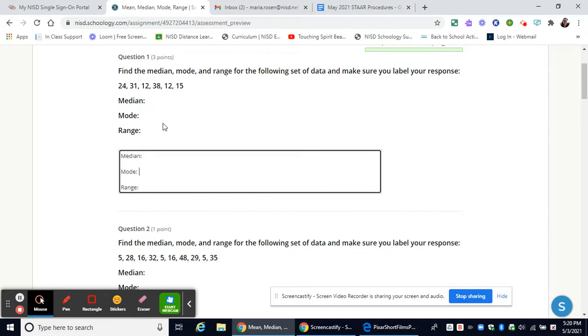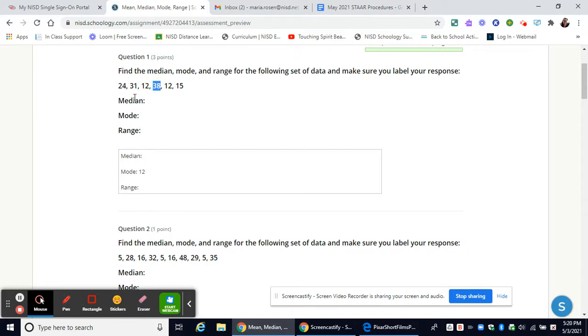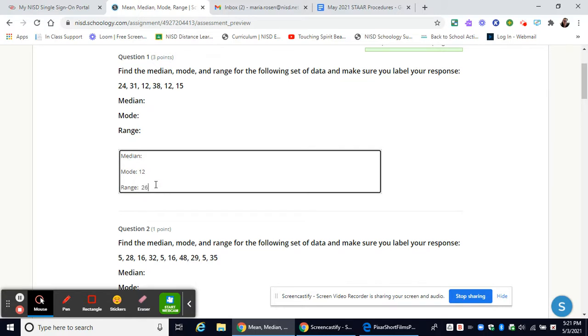I can do that without having to do any math. The mode is the number that happens the most. Well, in this case, the mode is 12, so you will put just 12 there. The range is the number that I get when I take the highest number, and in this case, the highest number happens to be 38, right? And you enter that number 38 in my calculator. Then I'm going to subtract the lowest number, and in this case, the lowest number is 12. So when I subtract, I get 26. So the range is 26.